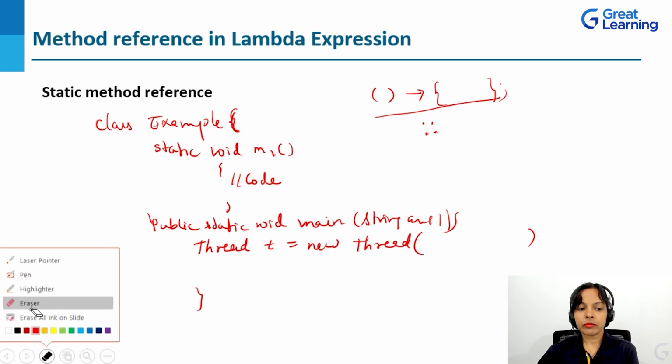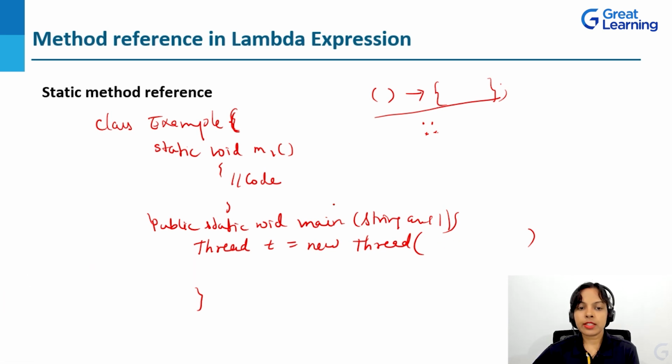As it's a static method, to refer to the static method, I can just use the class name. Need not have any object or anything. Just directly use the class name, that is your example, 2 colons, and then the name of the method m1. So this is how we will refer to a static method from the main method, or from the lambda expression. This is the shortcut symbol which can be used. This is equivalent to this part.